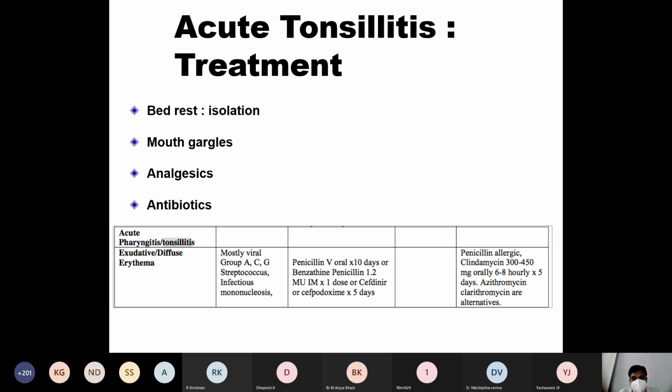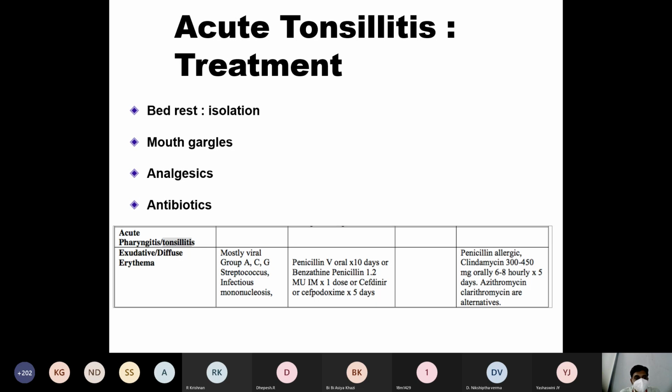In those who are allergic to penicillins, we can give clindamycin, which is very effective against staphylococcus. Other alternatives can be azithromycin or clarithromycin, but there is a high prevalence of drug resistance to these molecules. Therefore, they are not the first line of choice for treatment.